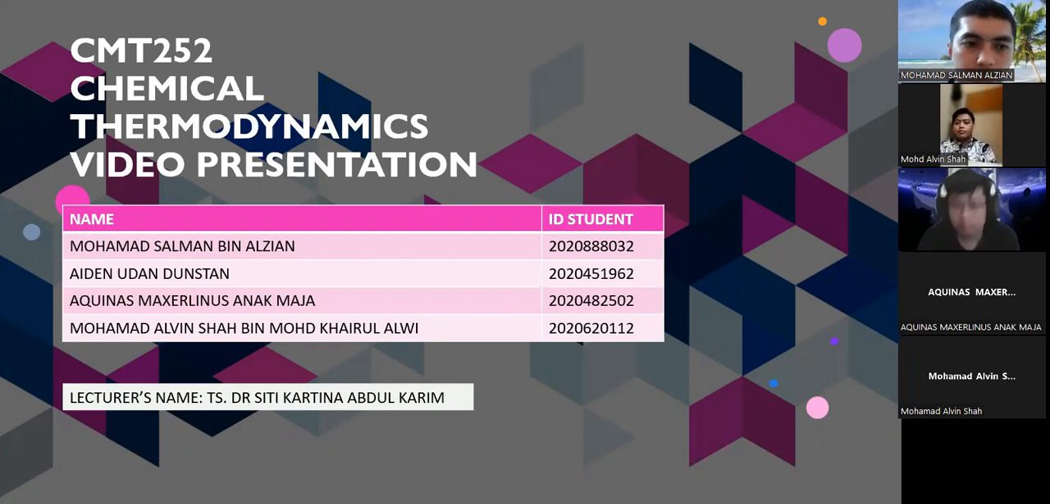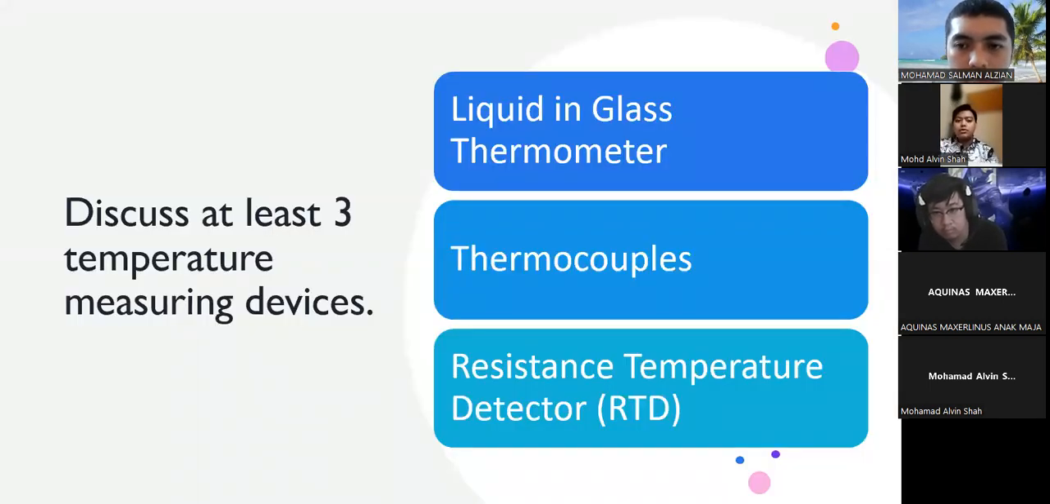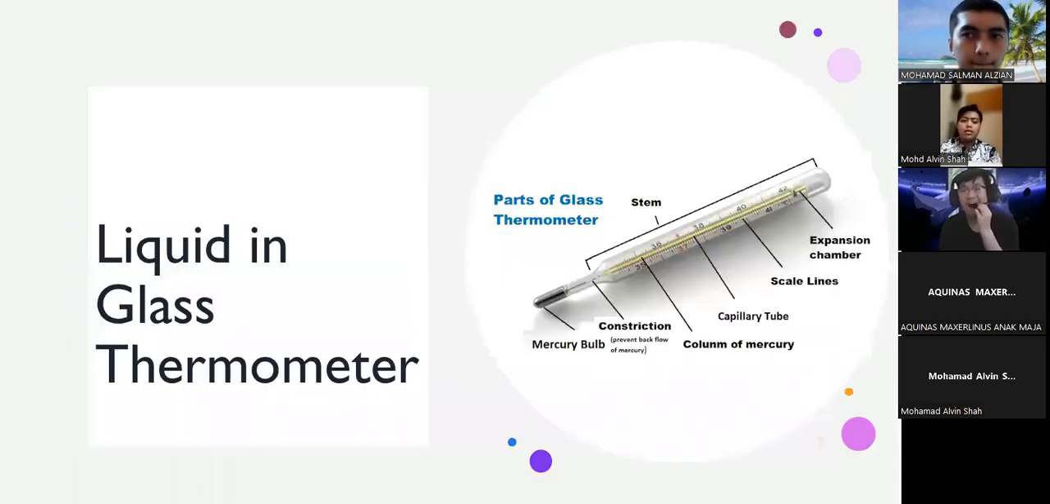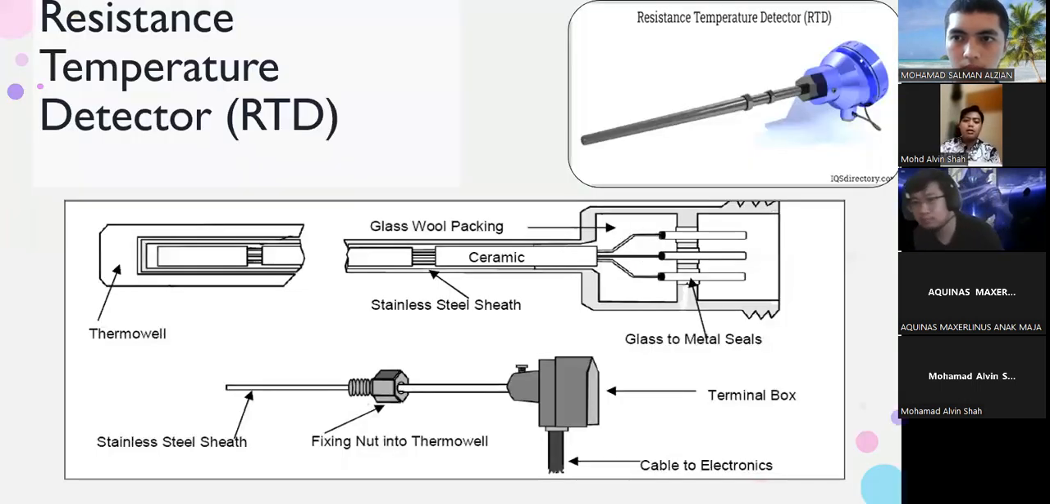And today we are going to present a video presentation, Chemical Thermodynamics, CMT 252. Question one is, temperature can determine the rate at which certain physical and chemical changes proceed, whether some change can occur at all. So discuss at least three temperature measuring devices. We have chosen three: liquid in glass thermometer, thermocouples, and resistance temperature detector, RTD. This is an example of a liquid in glass thermometer. This is an example of thermocouples, and this is the resistance temperature detector.